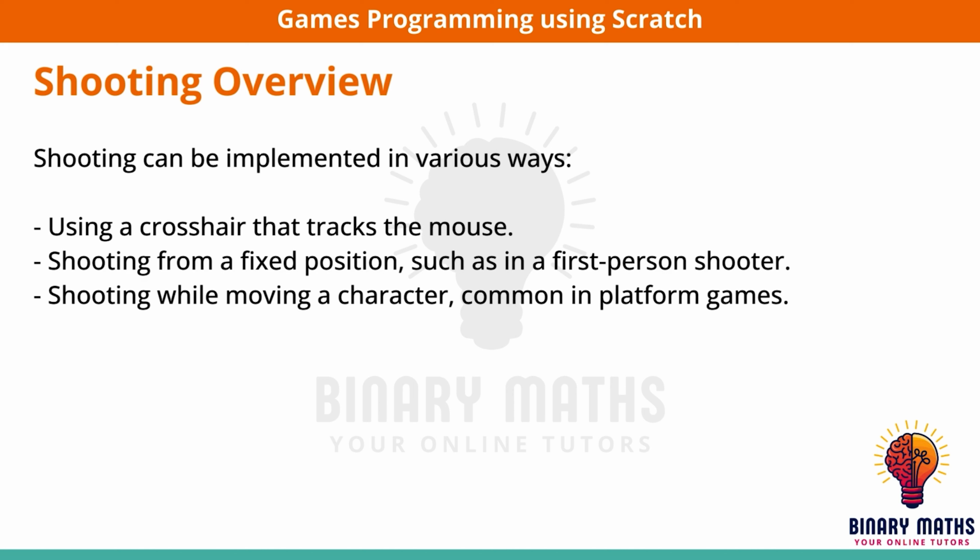Now let's talk about shooting. There are a few different ways you can set up shooting in your game. For example, you can have a crosshair that follows the mouse, which is great for aiming. Or you can have shooting from a fixed position, like a first-person shooter game. Another option is to have shooting while moving your character, which is common in platform games. We'll explore each of these in more detail as we go along.